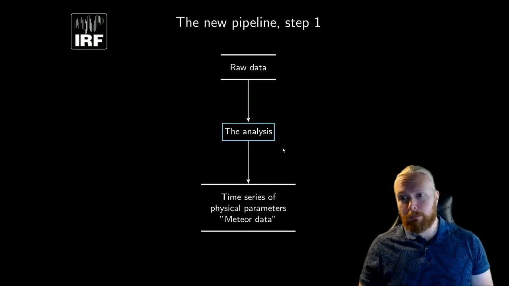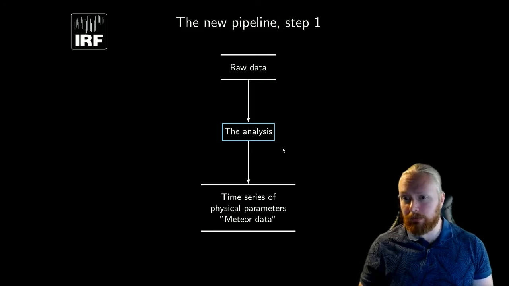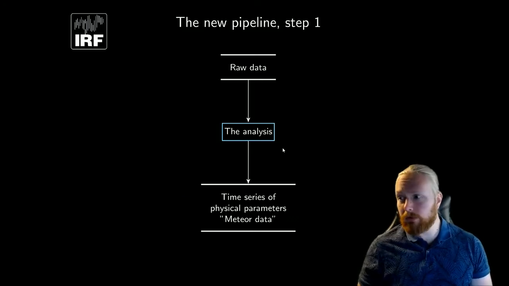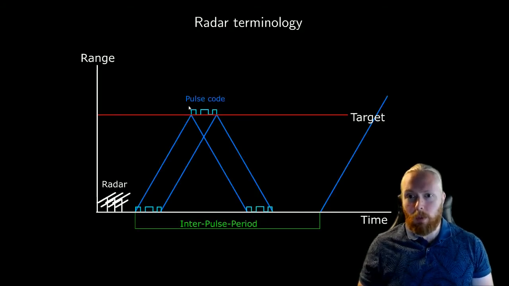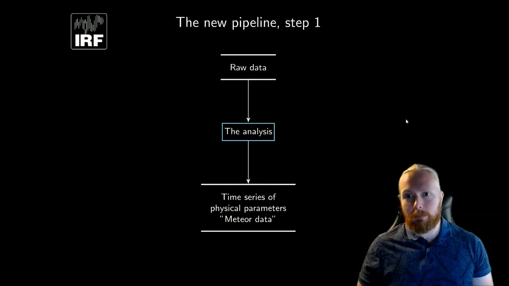I'm not going to be able to go into the very nitty-gritty details of how the analysis works, so let's just call it the analysis. You have the raw data here, you pass it through the analysis, and then you get time series of physical parameters. You get those time series by analyzing one of these pulse codes. That's one point in the time series. The next pulse code is the next point in the time series.